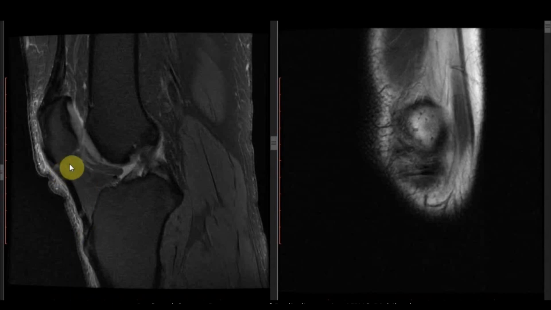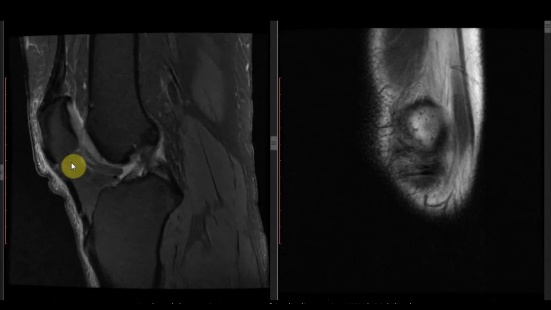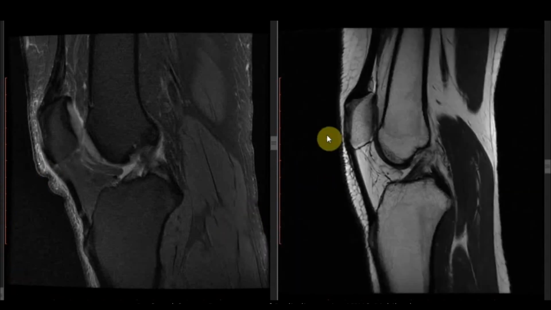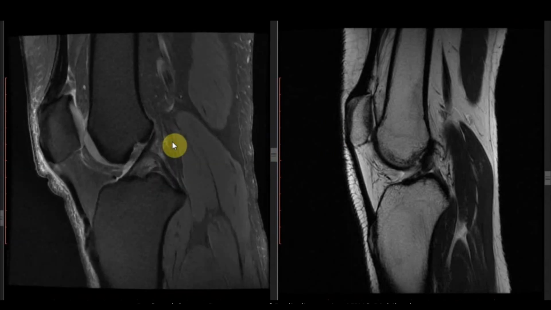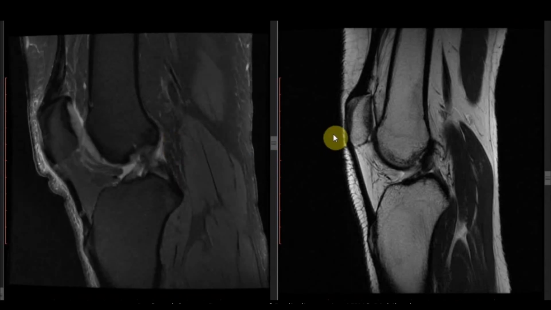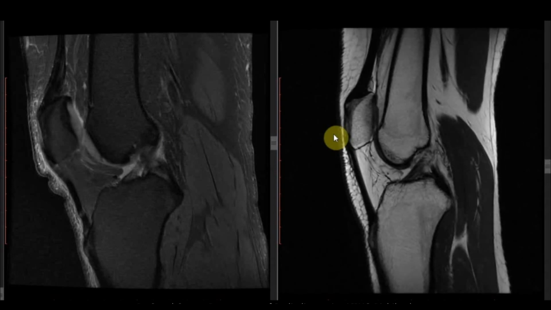So this magic angle artifact is seen in sequences having short TE. So they are seen in proton density fast spin echo and T1 weighted fast spin echo, and they are not seen with the T2 weighted sequence because T2 weighted sequence has long TE. So we can see the magic angle artifact is seen in sequences having short TE, and we can add one T2 weighted sequence to obfuscate or to avoid the magic angle artifact.